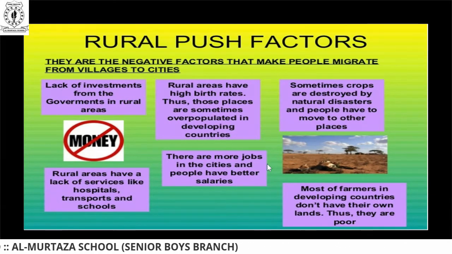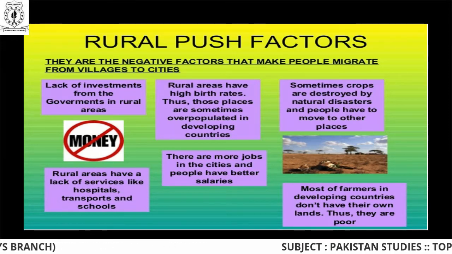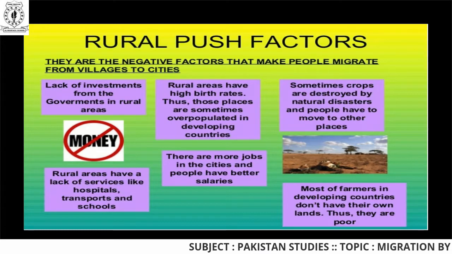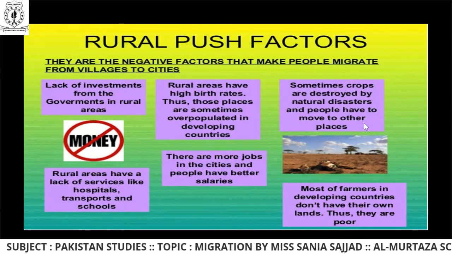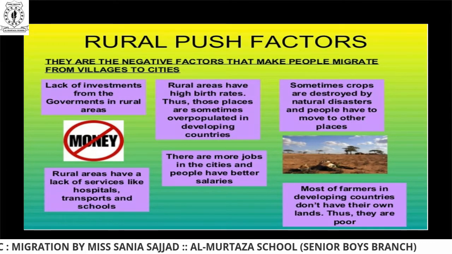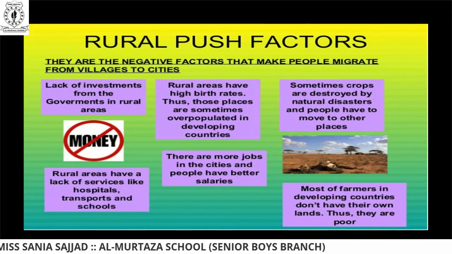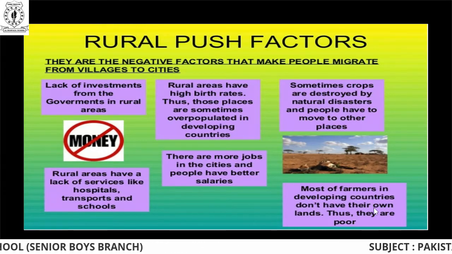So those places are sometimes overpopulated in developing countries. Then coming towards the next part, there are more job opportunities in cities as compared to village life. Sometimes crops are also destroyed in the village areas due to natural disasters, such as heavy rainfall, acid rain, etc. And people have to move towards another place.